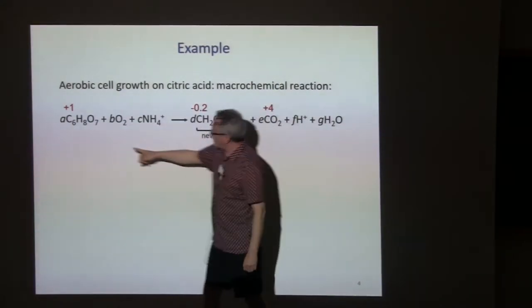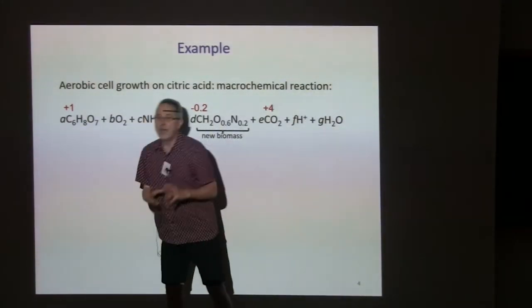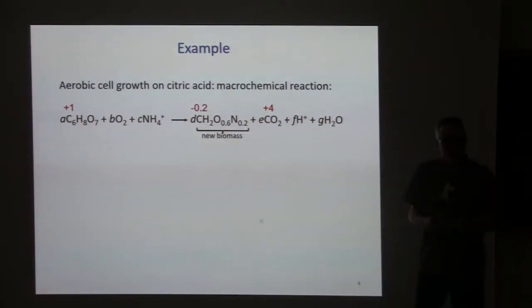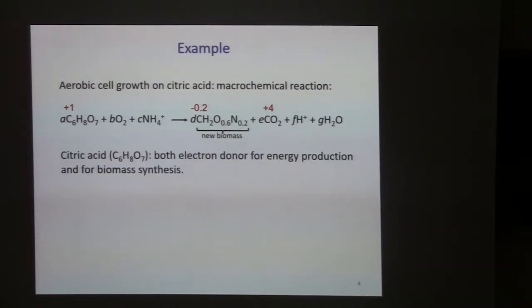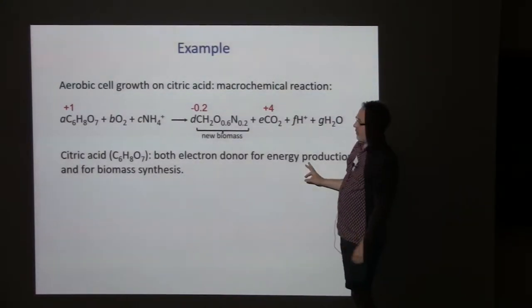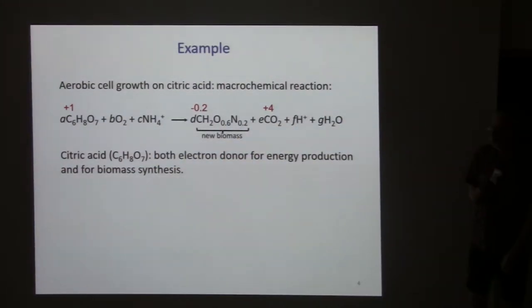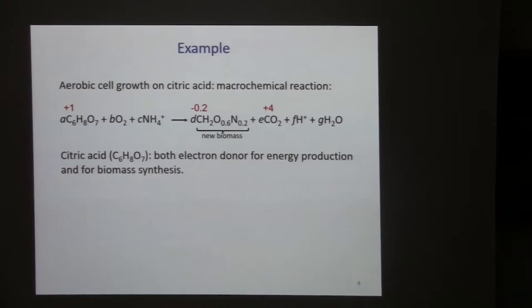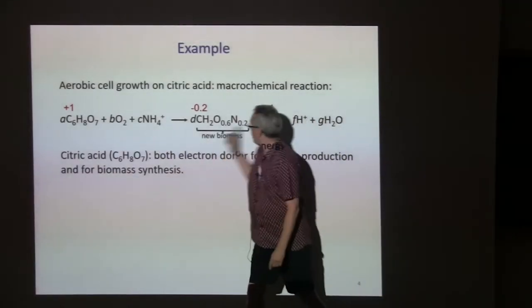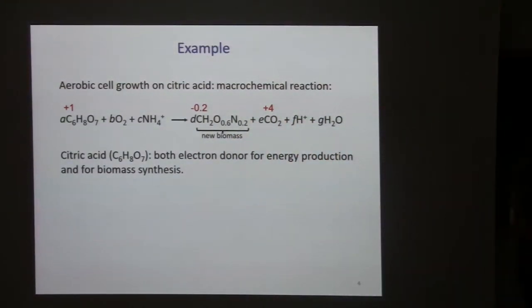But also what you see is that to go from this carbon, you have to reduce it. So you have to take one of these carbons and add electrons to it. So you have to reduce the carbon of the citric acid to produce the carbon in the biomass. So what you have here is an example where citric acid is both the electron donor for energy production, it's this carbon going to the CO2, but it's also the electron donor for biomass synthesis. It also gives off the electrons that are needed to reduce this guy to this guy. That's kind of an example of one of these metabolic reactions where you now have catabolism, production of CO2, and anabolism, the production of new biomass, in one single equation. That's what we call the macrochemical reaction.